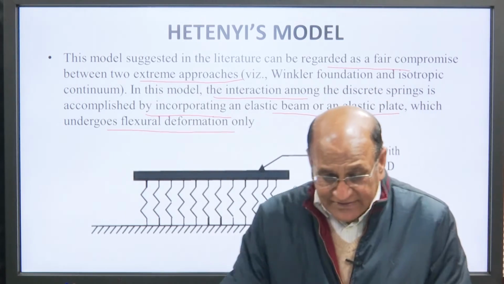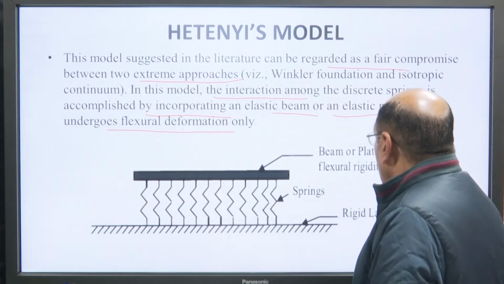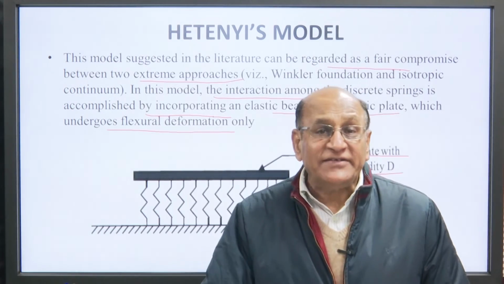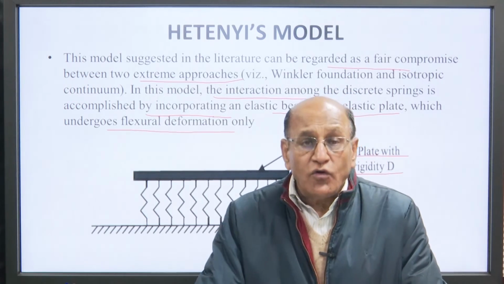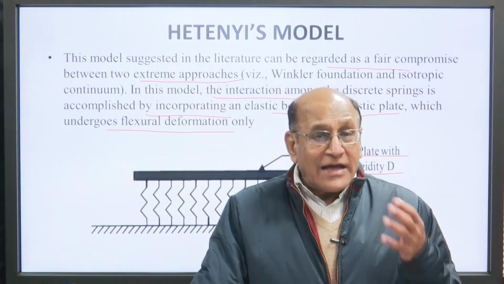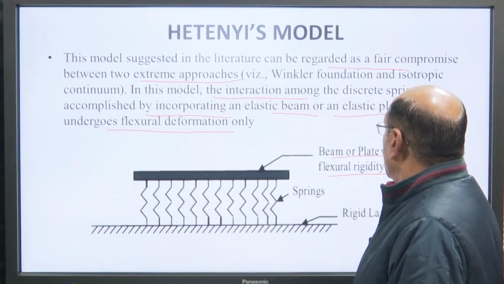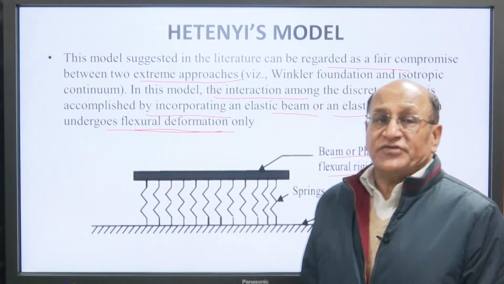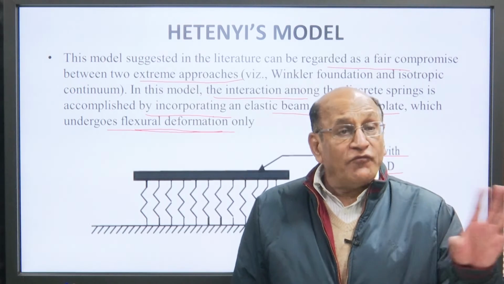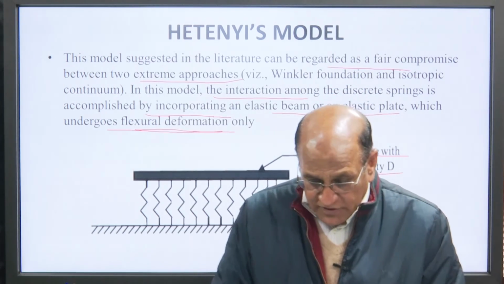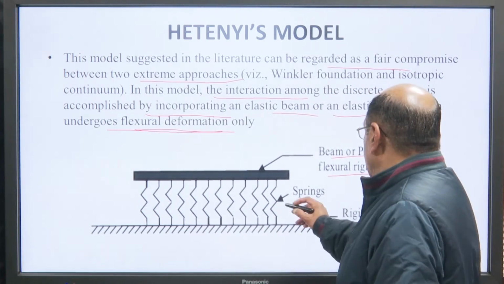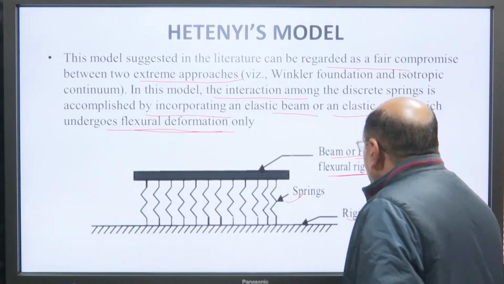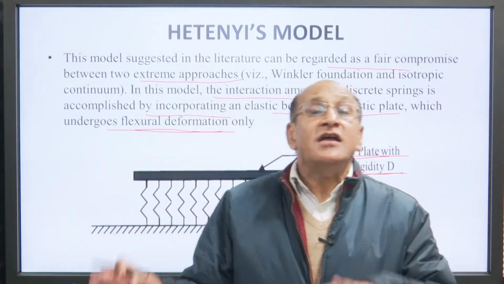So, in this Hetenyi model, a beam or plate with flexural rigidity D is placed over the springs. So, it has a capacity to go for flexural deformation. In the earlier models there is no flexural deformation. So, you can see here this is the spring and the beam or plate with the flexural rigidity, and this is the rigid layer over which the springs are laid.